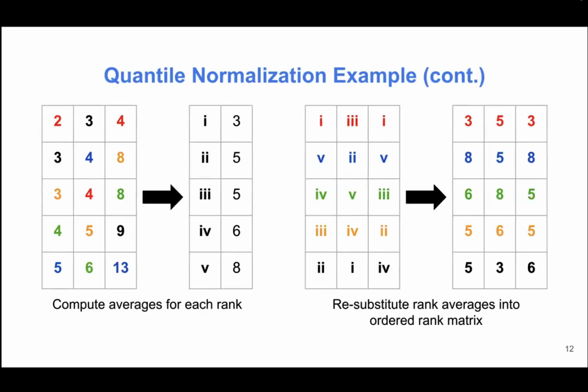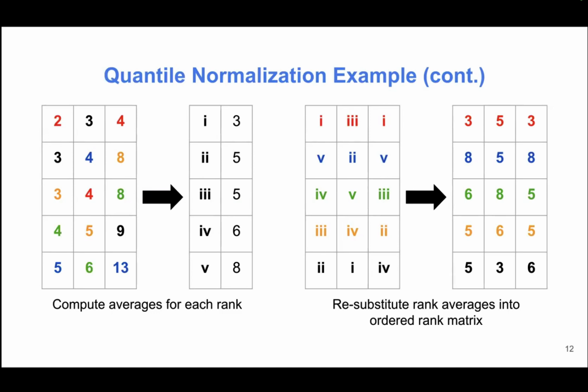Then when we go back to our ranked matrix, we can calculate the means for each row, and this will give us our values for each rank. So in this case, when we take the mean of 2, 3, and 4, we get 3, and then we'll do that for each row, and we'll get our values for each rank. Then we'll substitute those values back into our rank matrix.